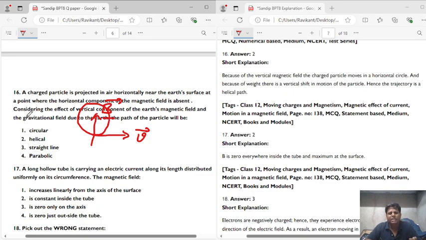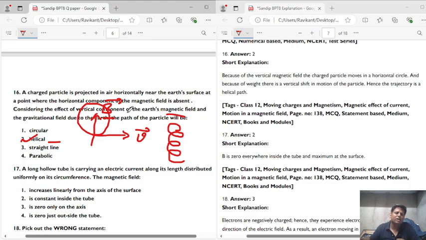Now if we consider the gravitational field, the particle will be falling downwards, and under the combined effect of the magnetic field and the gravitational field, the particle will move in a circular path and gradually descend, and because of this it will form a helical path. As I'm showing you, it is undergoing circular motion, and it is descending because of gravity, so it will form a helical path. So the correct answer for question number 16 will be option 2. The motion will be a helical motion.